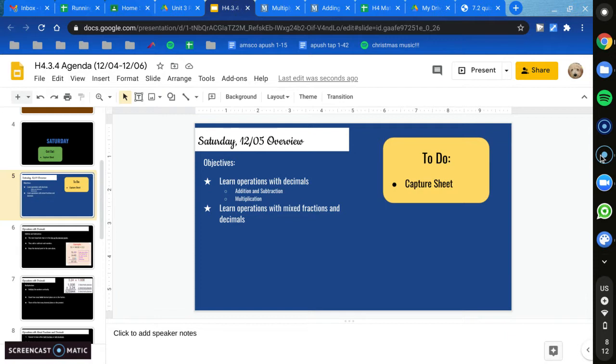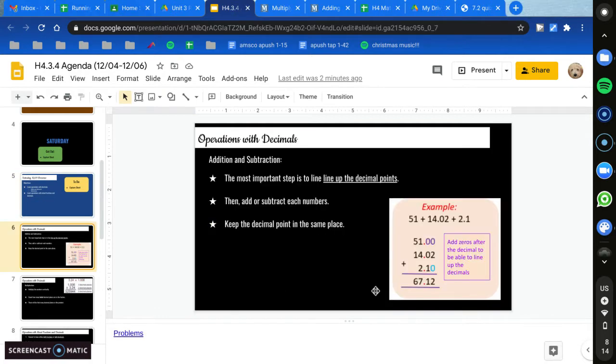The most important step here is to line up the decimal points. We'll do a practice problem for this, but for now, take a look at this example. These are the numbers right here, 51, 14.02, and 2.1. Right now, their decimal points are not lined up. When you write them vertically, you have to line up the decimal points. See, the decimal points are all going down the middle. In order to do that, you may have to add placeholder zeros after the decimal points.